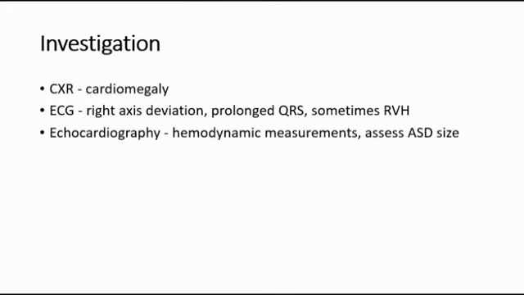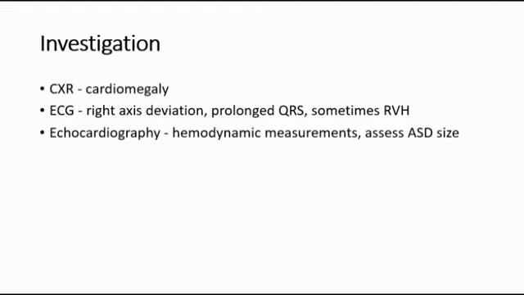For investigation, we can do chest x-ray, and expect to see cardiomegaly, especially in heart failure. For ECG, we might see right axis deviation, prolonged QRS interval, and also sometimes there are signs of right ventricular hypertrophy. We can also do echocardiography to check the hemodynamic measurements and also to assess the size of the ASD.